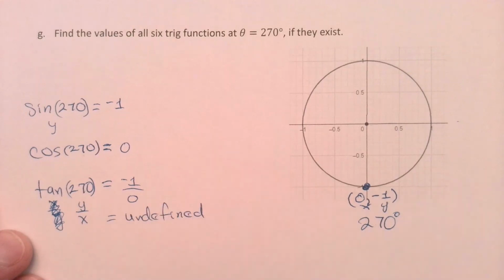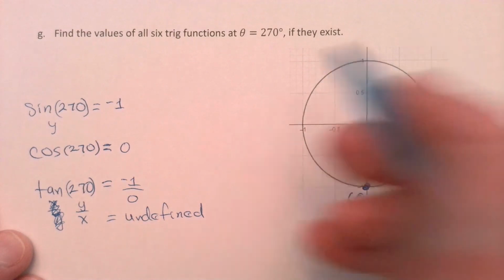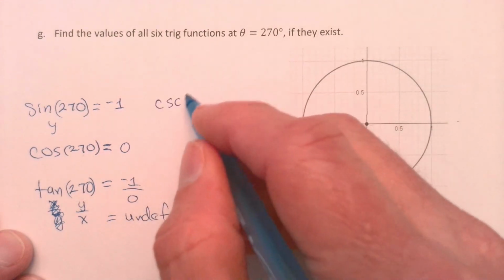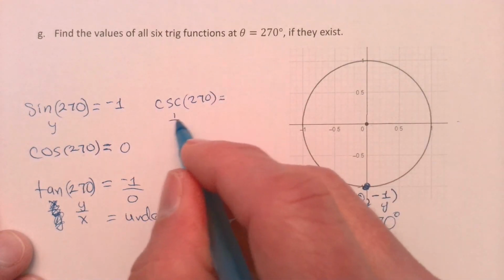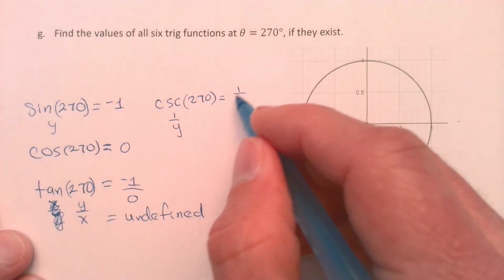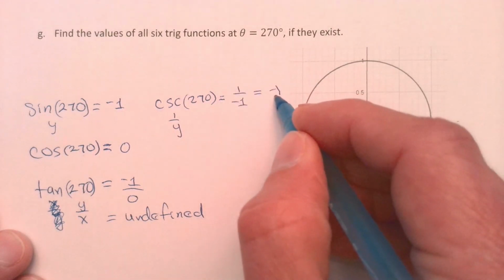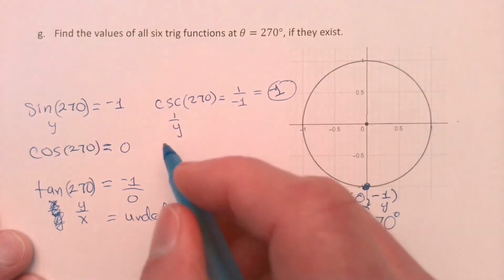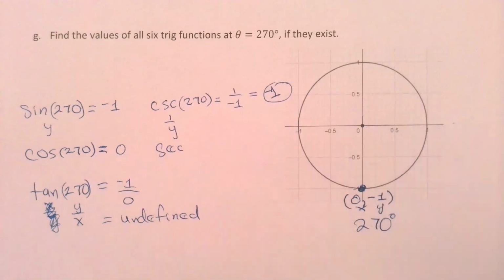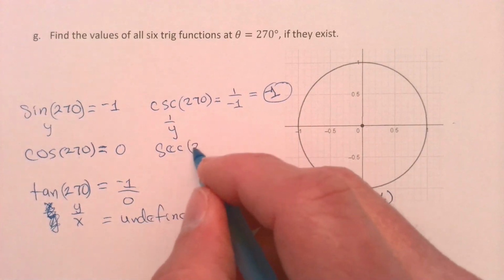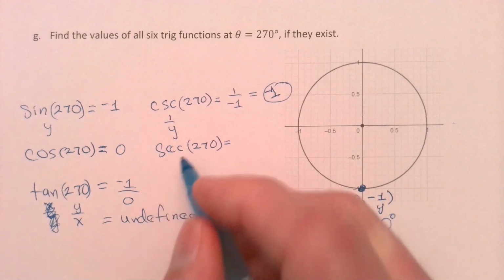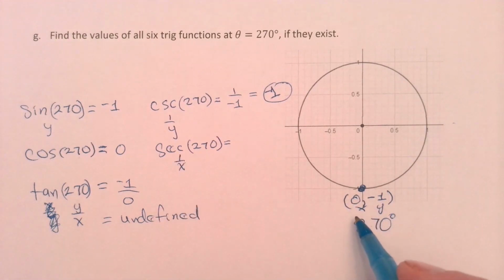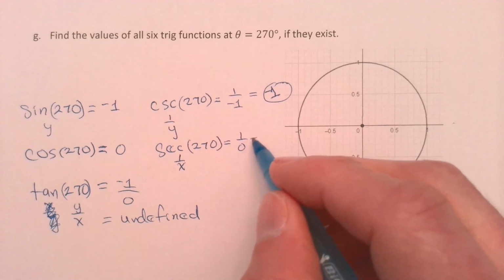There will be one more that's undefined. So let's go ahead and look at these. What about cosecant at 270? Okay, remember, cosecant is 1 over y, and that's 1 over negative 1, and that's just negative 1. So we can do that. Secant at 270. The secant for 270 should be 1 over x, but x is 0, so that's problematic because you're trying to divide by 0, so this is undefined.